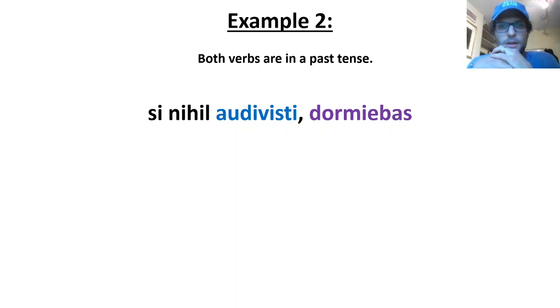Next one. Both verbs in this instance are in the past tenses. We've got audivisti in the perfect tense and dormiebas in the imperfect tense. This is quite common as well, and you've got 20 seconds to work out what this means.